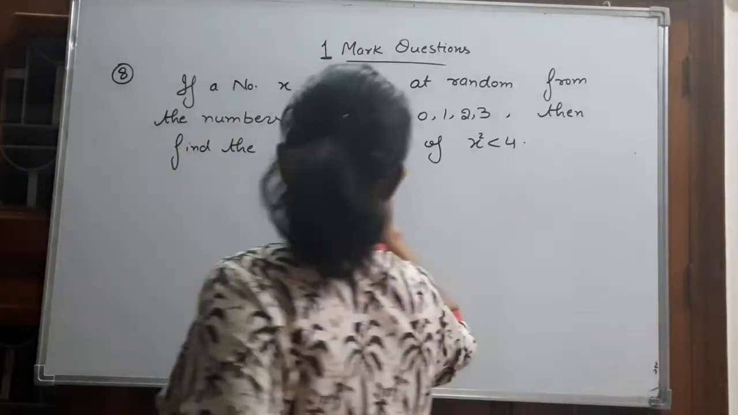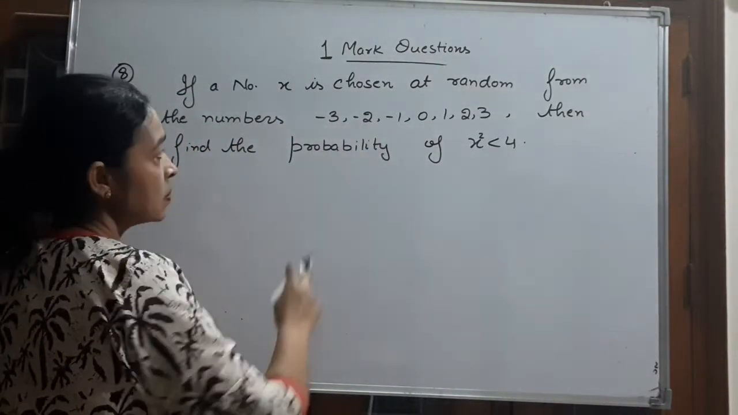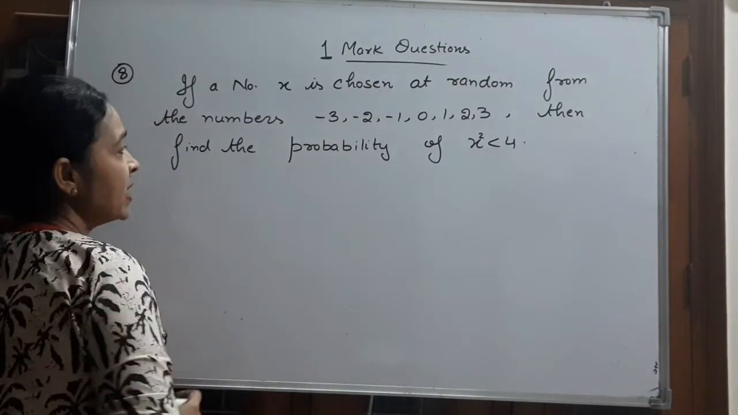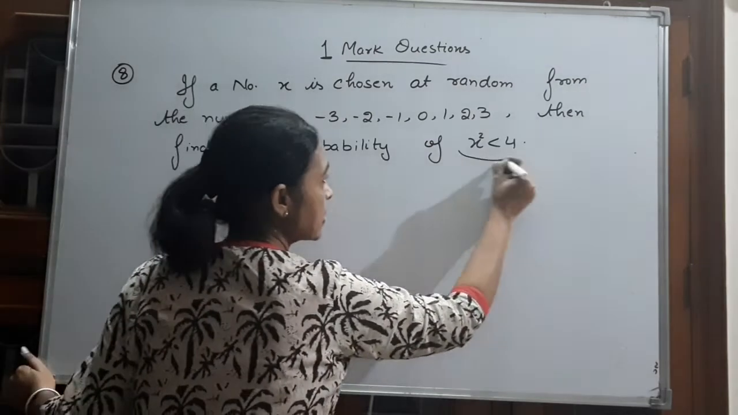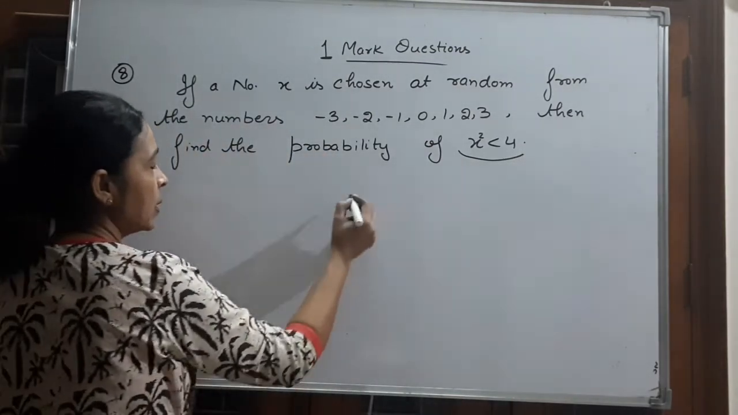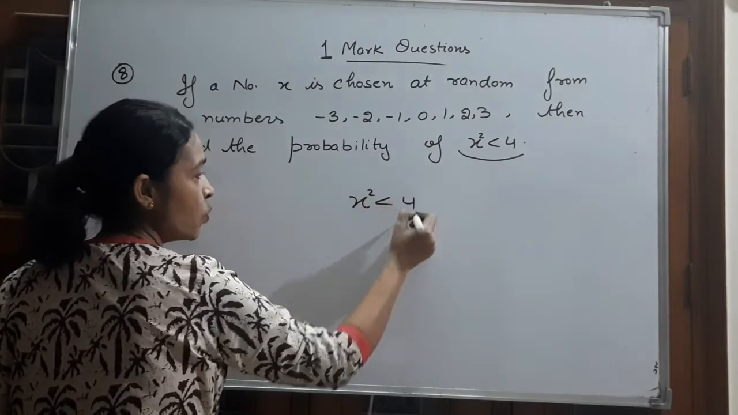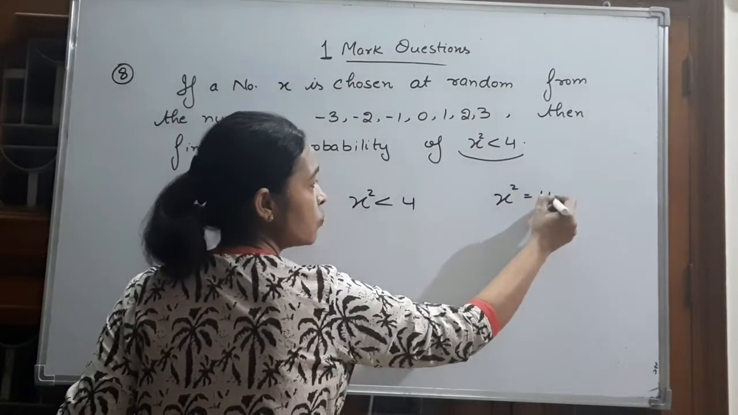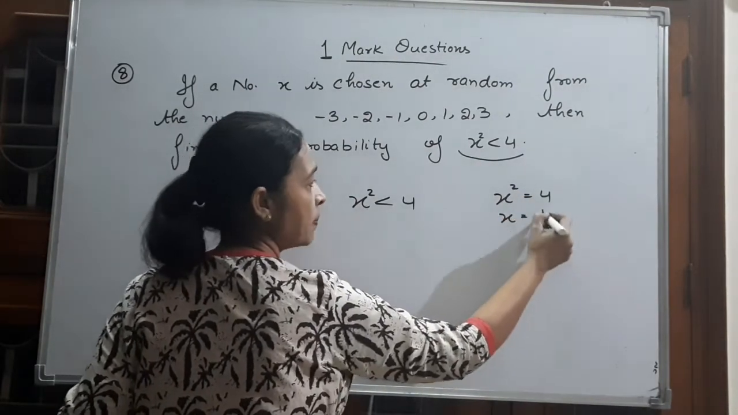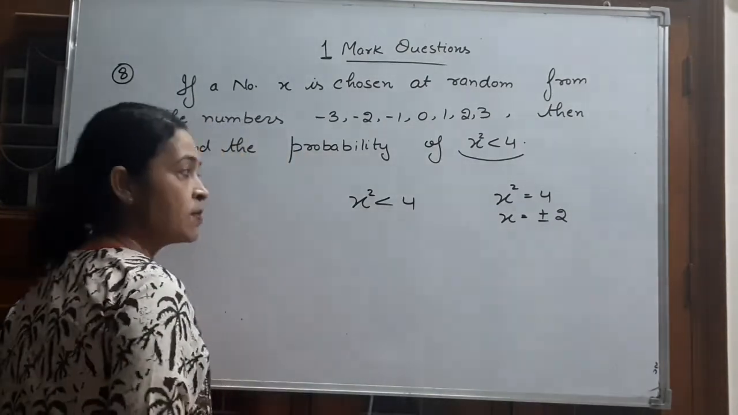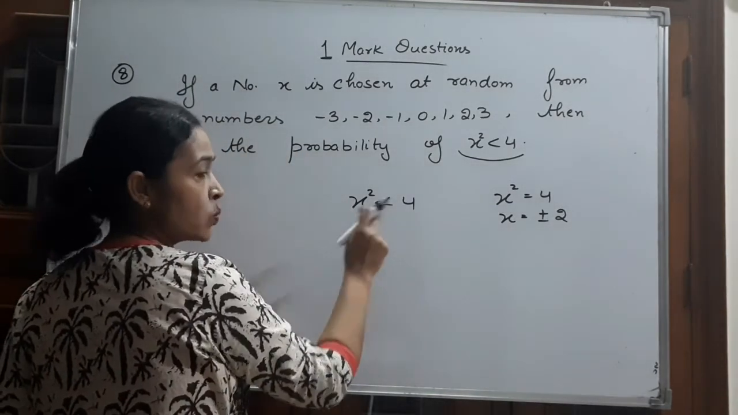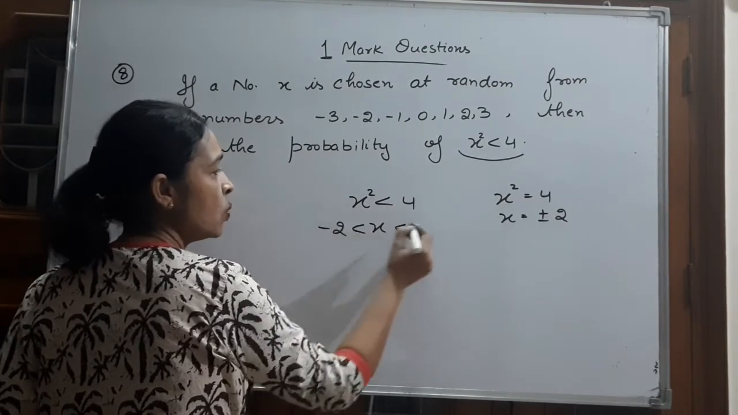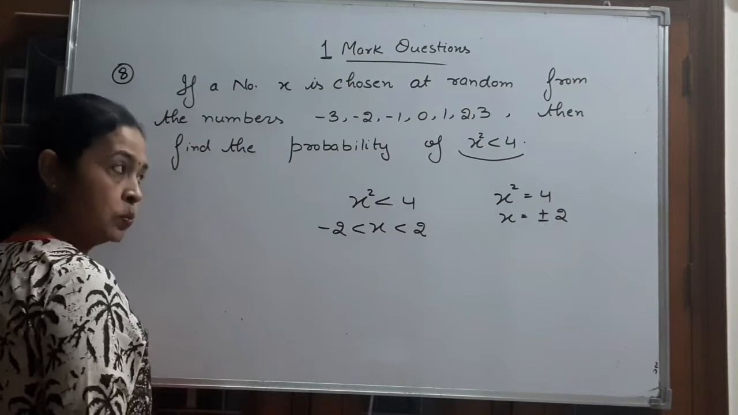If a number x is chosen at random from the numbers -3, -2, -1, 0, 1, 2 and 3, find the probability that x square is less than 4. X square is less than 4 means, you know, if x square equals to 4, what will be the value of x? Plus minus 2. Root 4 is plus minus 2. In case x square is less than 4, it means x is greater than -2 and less than 2.